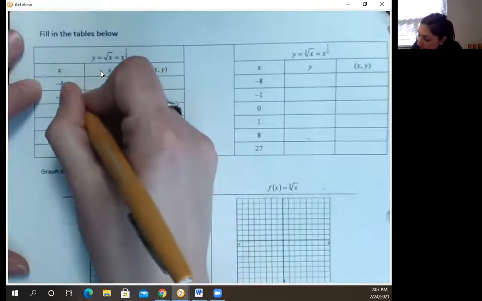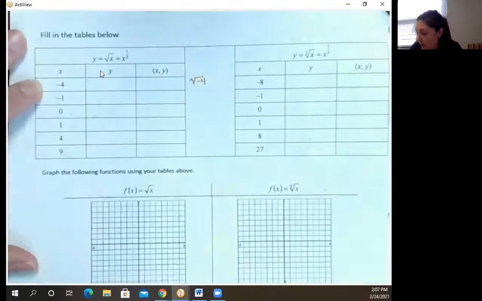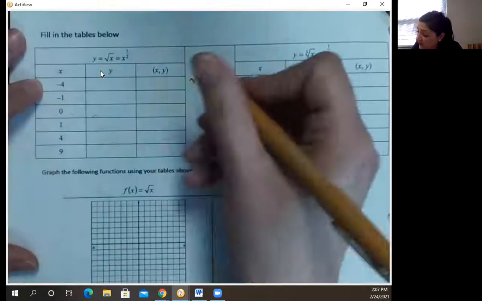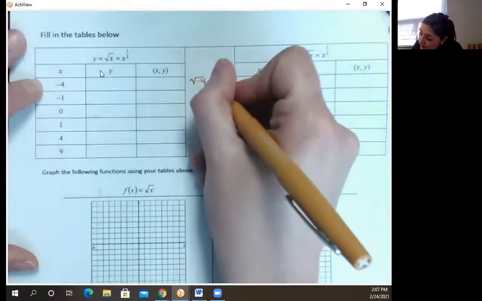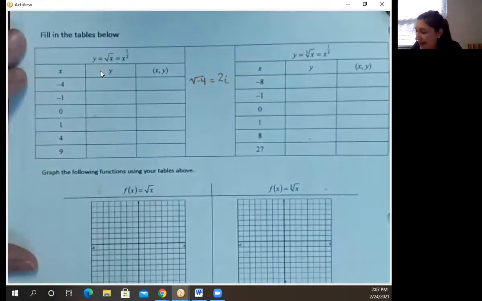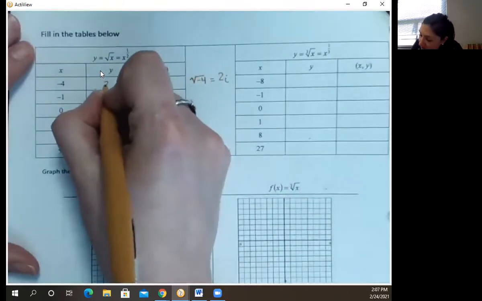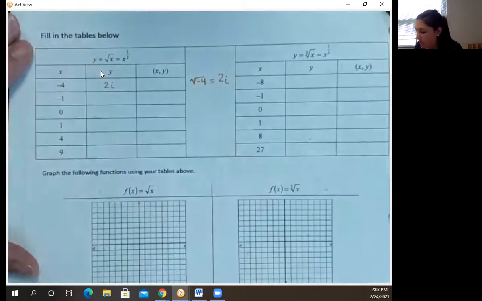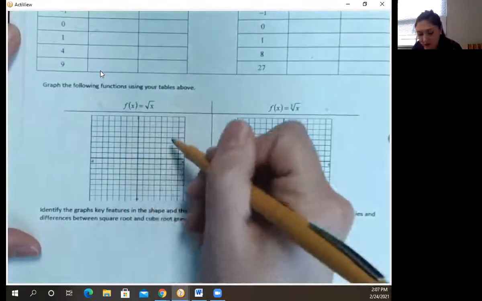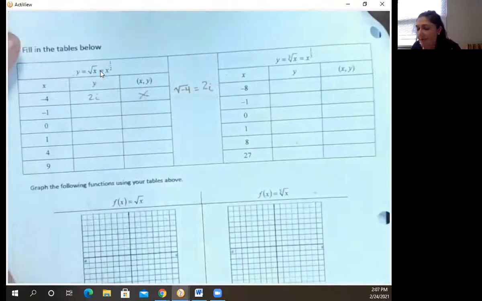So if I plug in -4, I want to know what's the square root of -4. Well, from last semester, we know if I take the square root of a negative number, that's going to give me something imaginary. So this would actually be 2i. That's a problem here because I don't have imaginary numbers. While I know that the y value would be 2i, I don't have imaginary numbers on my coordinate plane. So this is not something I'm going to be able to graph.